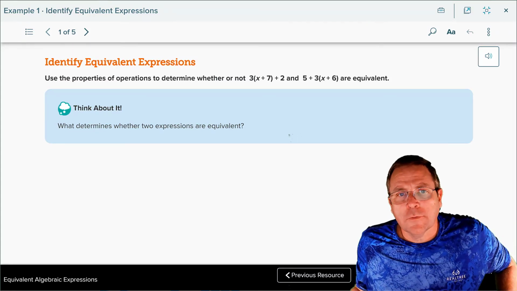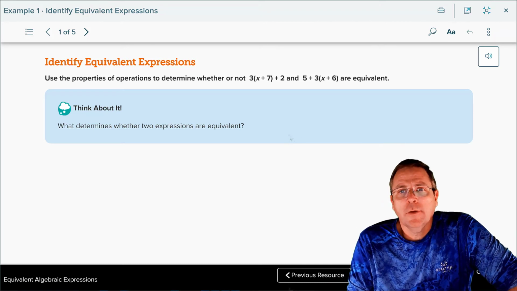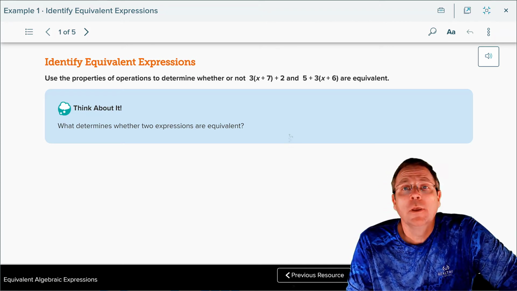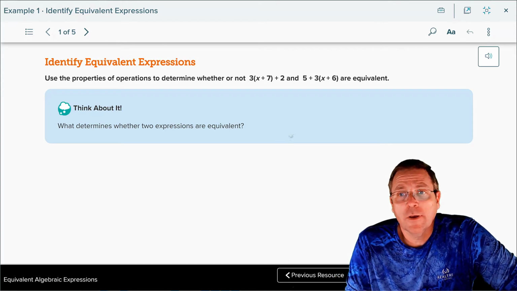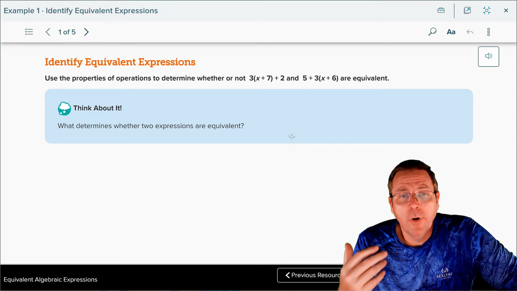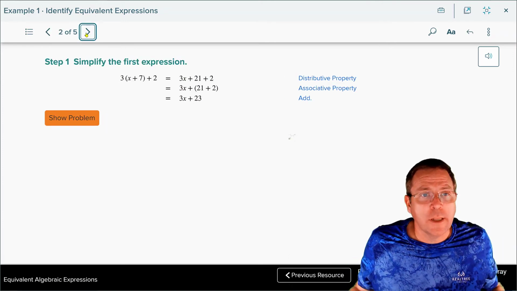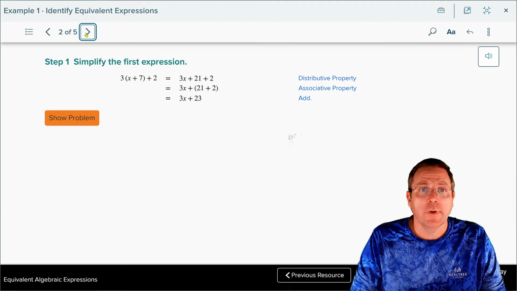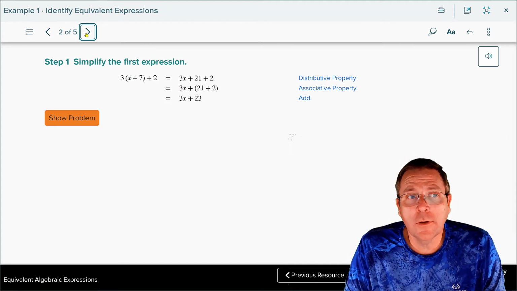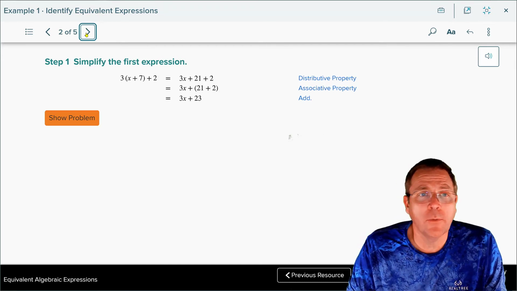The problem is asking whether or not 3 times the sum of x and 7, all plus 2, is going to be equivalent to 5 plus 3 times the sum of x and 6. To find out, we're going to have to simplify both expressions and see whether or not they match up. So let's get started. First off, I'm going to walk you through what they're doing on their lines here, and then when we do the extra examples, I'm going to show you line by line how I would do them.